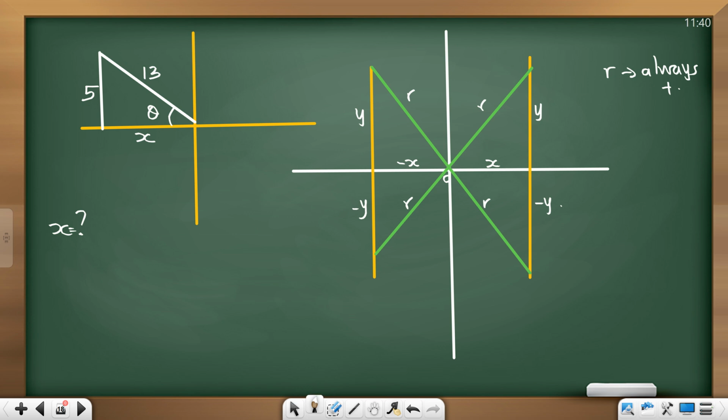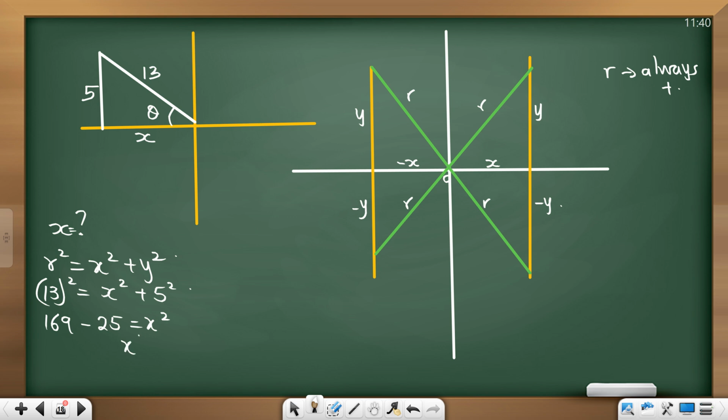Here, this is what you do mathematically. I know you're still in grade 10. We will try this more. 13 squared equals to what? X squared plus what? 5 squared. What will this give us? 169 minus 25. So x squared equals to what? 144.